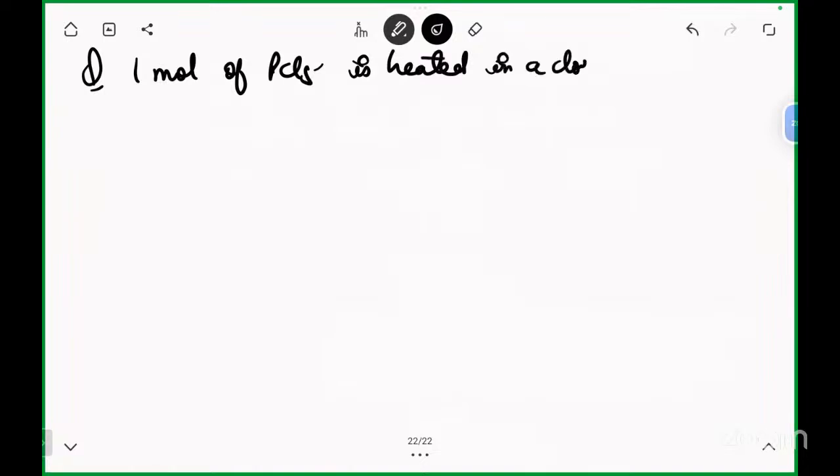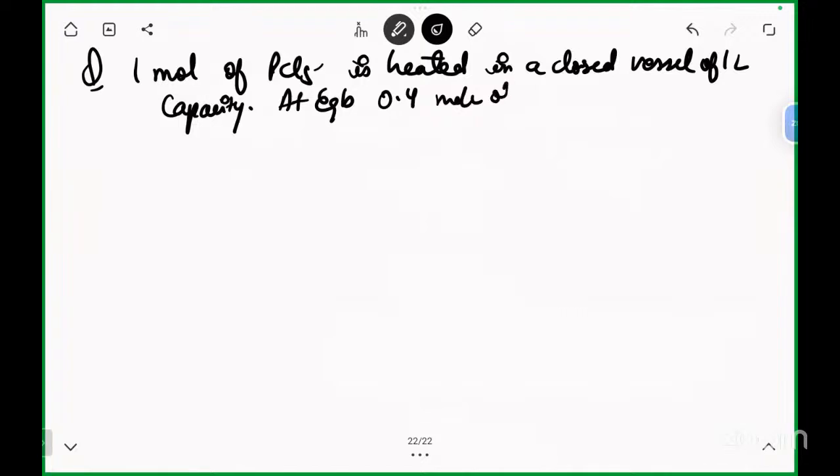Now, if I talk about numerical based problems, you first have to revise all the relations, then you will be able to do the numericals. Some past numericals you can easily do. For example, 1 mole of PCl5 is heated in a closed vessel of 1 liter capacity. At equilibrium, 0.4 mole of chlorine is found. Calculate the equilibrium constant. The question is this only.